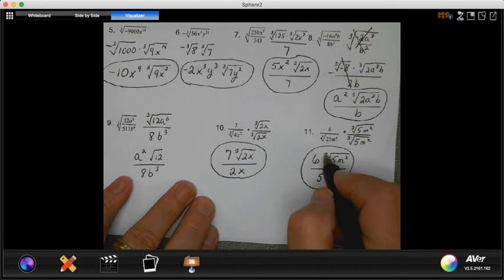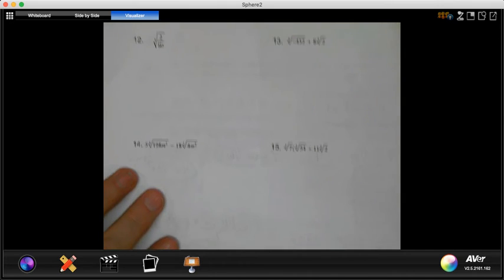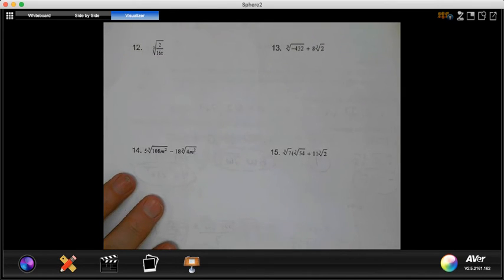Don't forget your little cube root symbol. I see that all the time with kids. They just square root. It's cube root. It's good stuff. There's a back page. Can't believe there's a back page, right? All right, I'm going to start going a little quicker. You can pause the video as needed, okay?